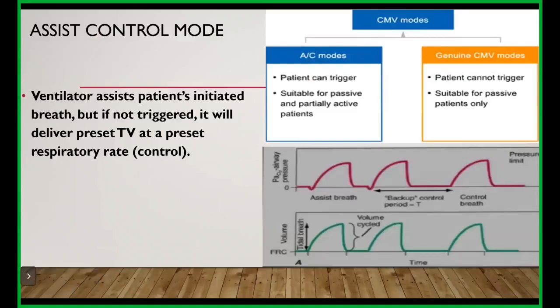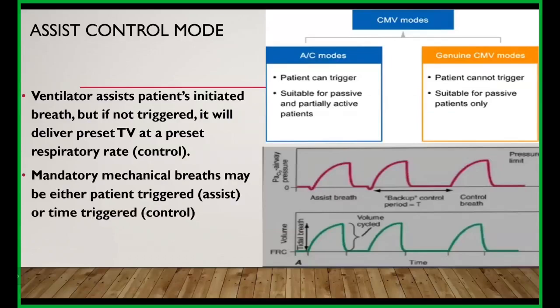So in assist control mode, the ventilator assists the patient-initiated breath. That means the patient has triggered a breath, the trigger is sensed, and the ventilator will give the breath accordingly. The mandatory breaths can be either patient triggered or time triggered. That is, the mandatory mechanical breaths are given by the ventilator, which can either be assisted or time triggered.